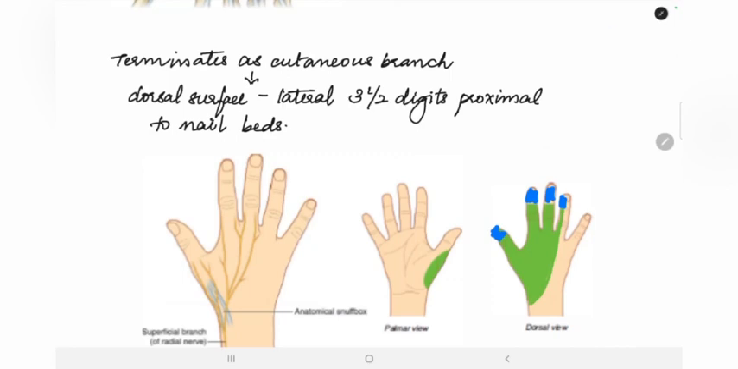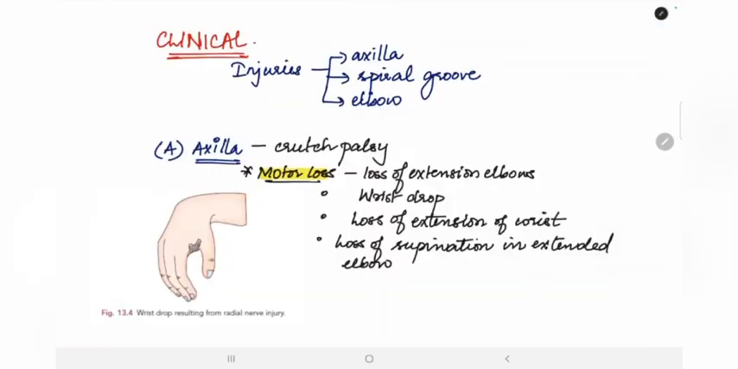Now let's talk about the clinical application. While writing an answer about any nerve or artery, we have to make sure that we write a clinical correlation to it. So what is the clinical correlation of the radial nerve? The radial nerve can be injured. Since it's a nerve, it can be injured. So where can the injuries happen? The injuries may be at 3 different sites: either in the axilla, or in the spiral or radial groove, or at the level of the elbow.